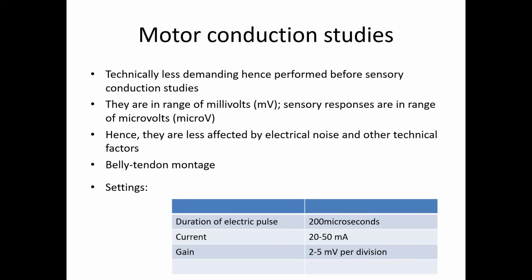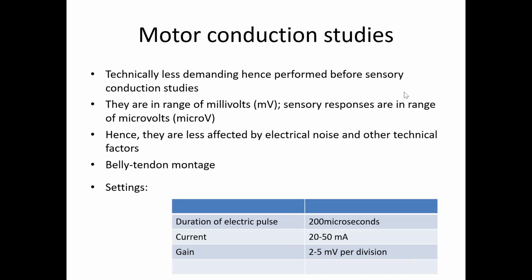Sensory SNAPs and motor conduction studies are technically less demanding. They are measured in ranges of voltage, millivolts for the CMAPs and microvolts for the SNAPs. CMAPs are less affected by other factors, for example electrical noise, technical factors, or earthing not being proper. Even if the ground is not working, CMAPs still come. But for sensory SNAPs, you should have proper grounding. There should not be any artifactual things in the surrounding, and the ground should be properly kept.